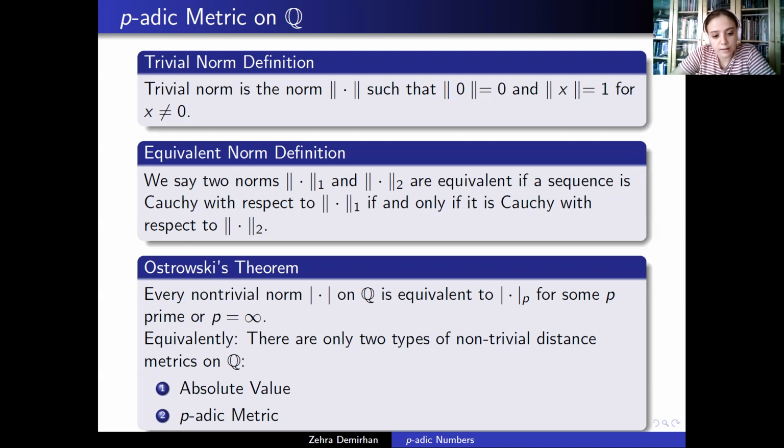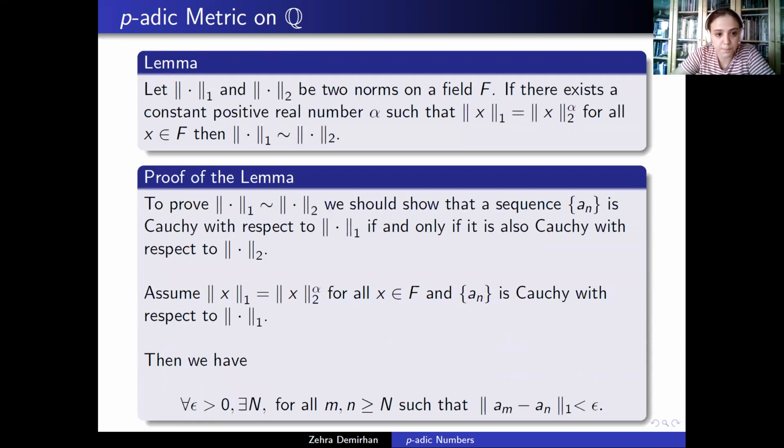Now, with the knowledge of these two definitions, we can state Ostrowski's theorem. It says that every non-trivial norm on rationals is equivalent to the p-adic norm for some prime p, or p equals infinity. Equivalently, it says that there are only two types of non-trivial distance metrics on rationals, namely the absolute value and the p-adic metric.